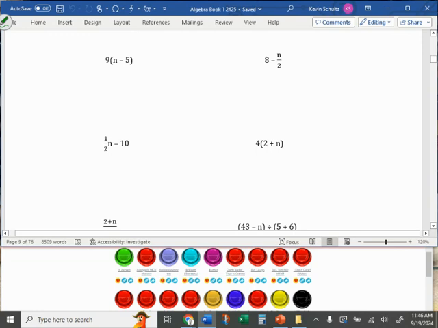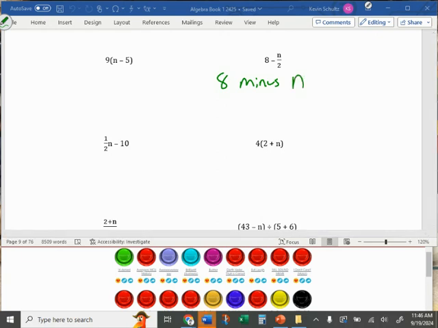How would you write this verbally? Someone we haven't heard from a lot today. It's been a while. Lauren? So you would put 10 over 2, but then you would do 8 minus 10 over 2. Okay, so 8 minus n, and you're using the word over. Can we use a different word that's on our sheet? Divided by. 8 minus n divided by 2. Okay.